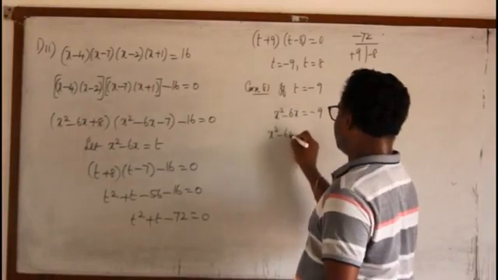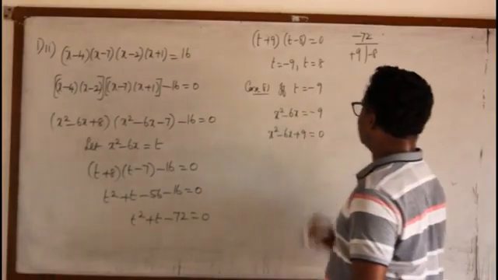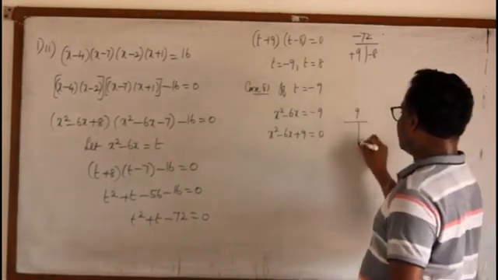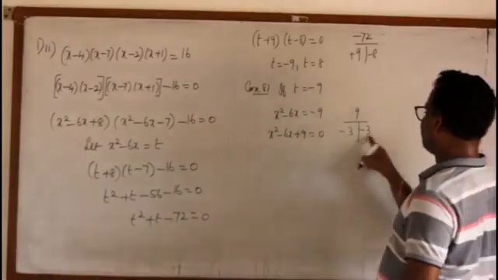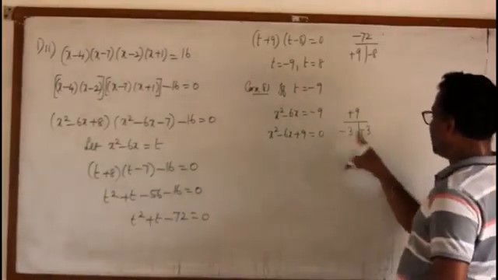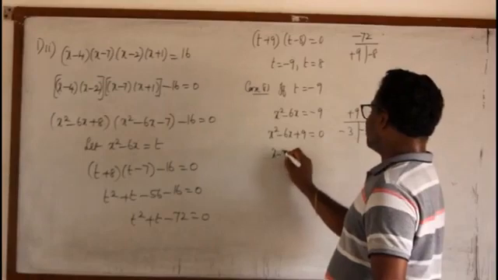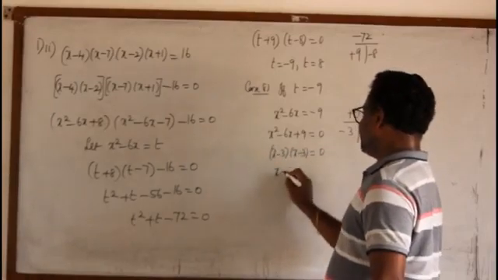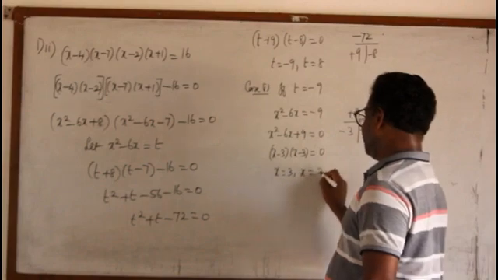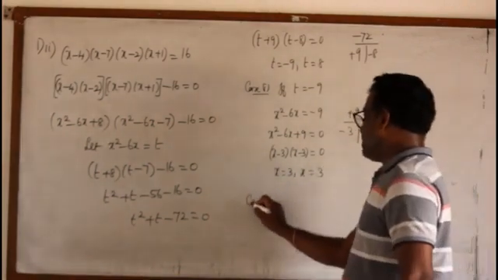x square minus 6x plus 9 equal to 0. 9 can be factorized as 3 and 3. But I need minus 6, so minus 3 minus 3. When I multiply it becomes plus 9, when I add it becomes minus 6. So (x minus 3)(x minus 3) equal to 0. x equal to 3, x equal to 3. Now, case 2.